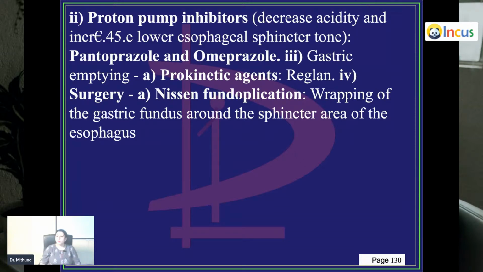Pantoprazole, omeprazole. If you have faster gastric emptying, food will not stay in your stomach for a very long time, and then you can prevent reflux from happening. One of the prokinetics which causes increased peristalsis is Reglan. Then you have surgery. You do something called fundoplication. This is wrapping of the gastric fundus around the sphincter. The sphincter is where there is a problem. So you wrap the fundus of the stomach around this lower esophageal sphincter. That is called fundoplication.